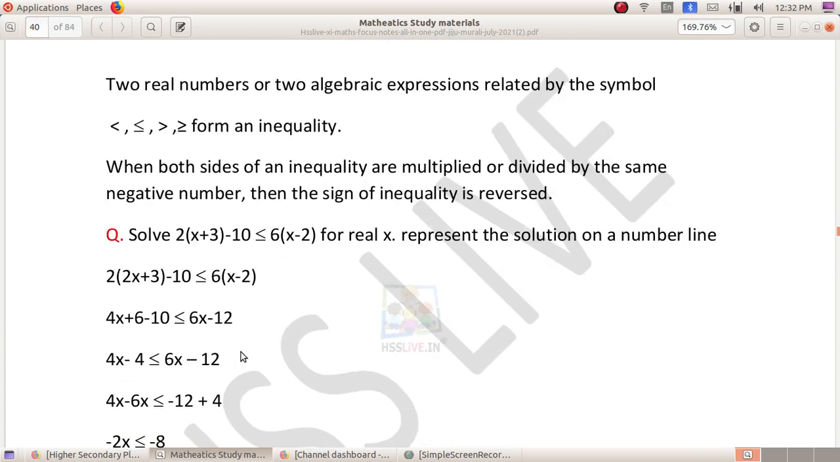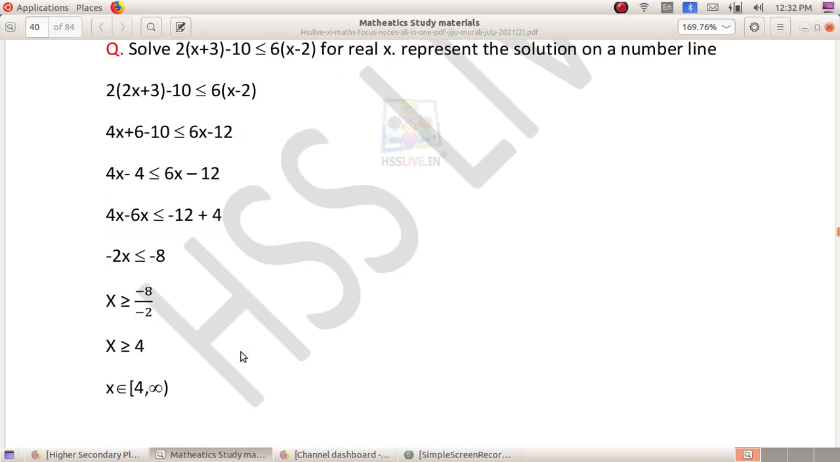Let us take a question. Solve 2 into x plus 3 minus 10 less than or equal to 6 into x minus 2 for real values x. Represent the solution on the number line. So firstly we have to find the values of x and we can mark these results on a number line.